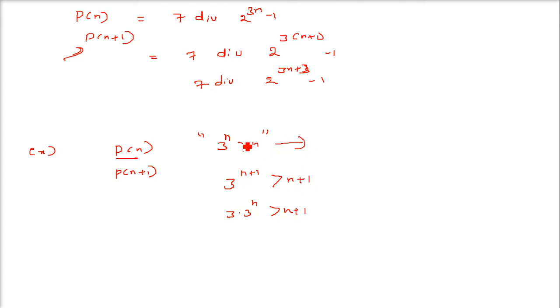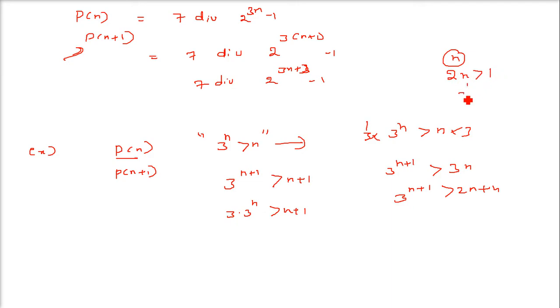Start with this one: 3 to the power n is greater than n. Now multiply both sides by 3. What do we get? 3 to the power 1 and 3 to the power n, so the power adds up. 3 to the power n plus 1 is greater than 3n. And this 3n can be written as 2n plus n.